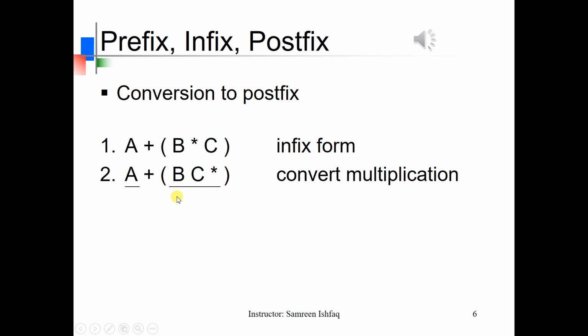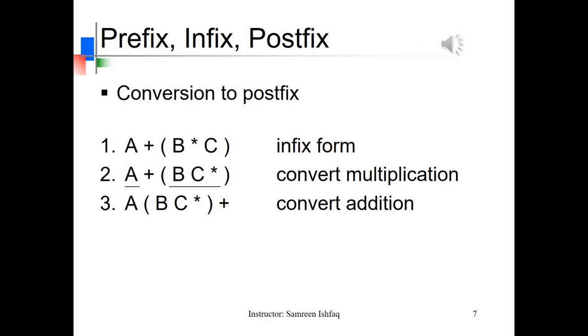Now B C multiplication becomes a single operand. So we will read the second line as A operand 1, plus an operator, and B C multiplication operand 2. So how are we going to convert this into postfix form? We will write operand 1 first, operand 2 B C multiplication second, and then its operator, that is addition. So this is the third step, in which A is operand 1, B C multiplication is operand 2, and after operand 1 and 2 there is an operator, that is addition in this example.